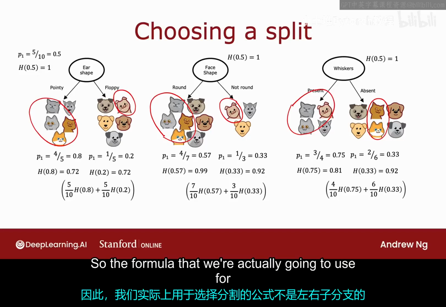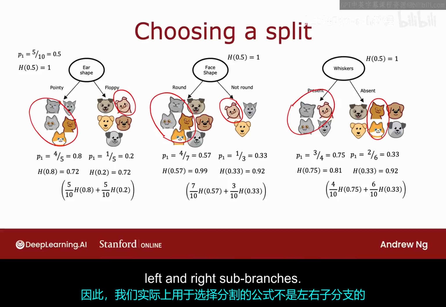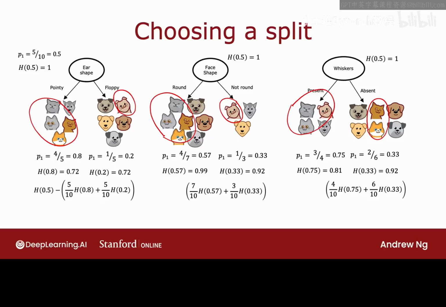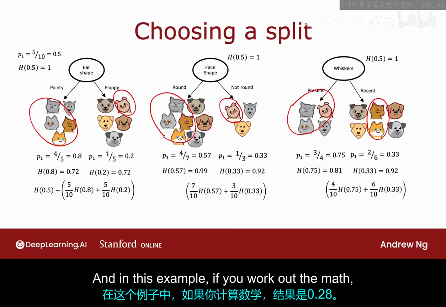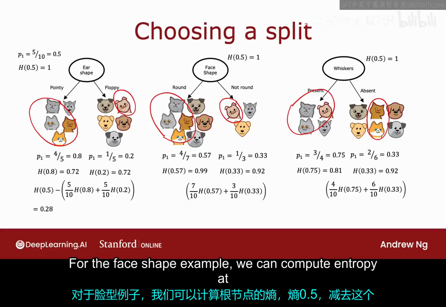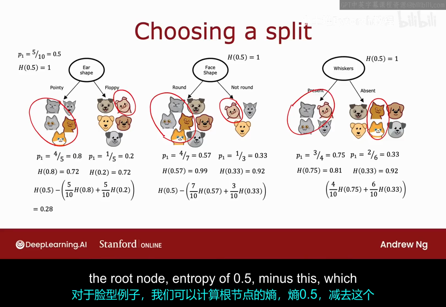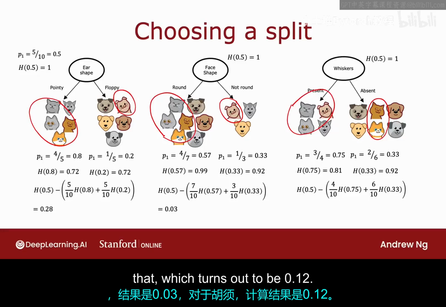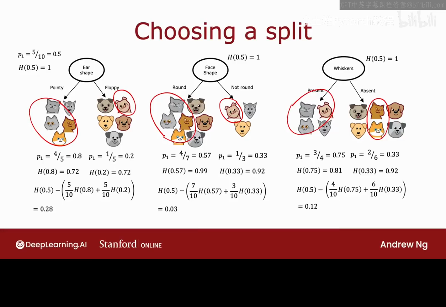So the formula that we're actually going to use for choosing a split is not this weighted entropy at the left and right subbranches. Instead, it's going to be the entropy at the root node, which is entropy of 0.5, then minus this formula. And in this example, if you work out the math, it turns out to be 0.28. For the face shape example, we again compute entropy at the root node, entropy of 0.5 minus this, which turns out to be 0.03. And for whiskers, compute that, which turns out to be 0.12.